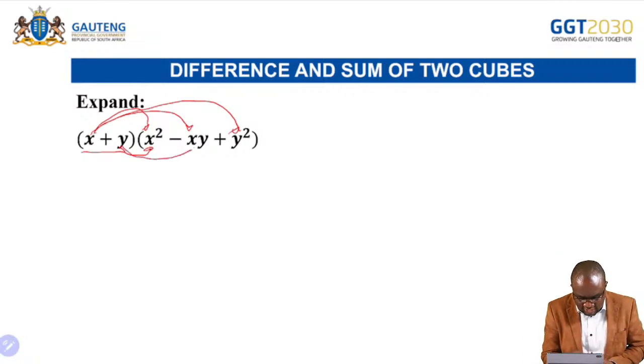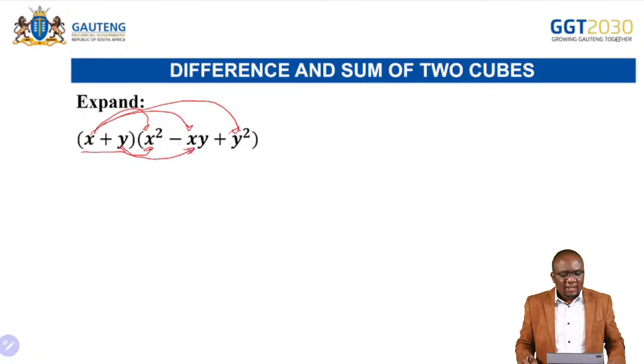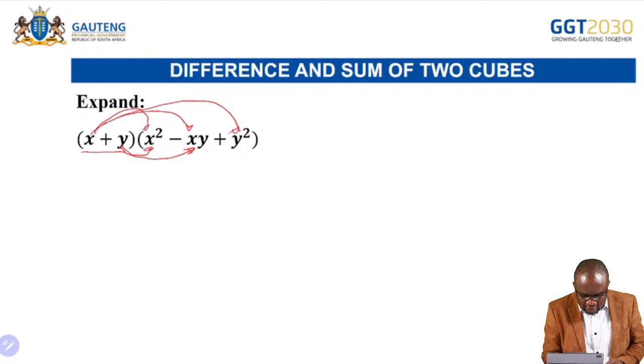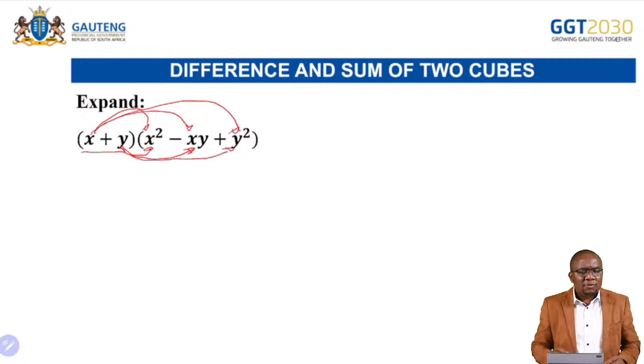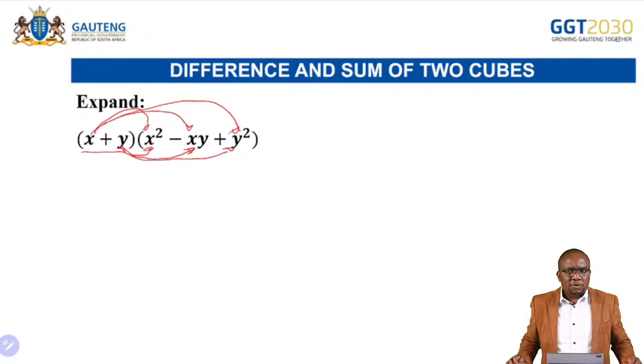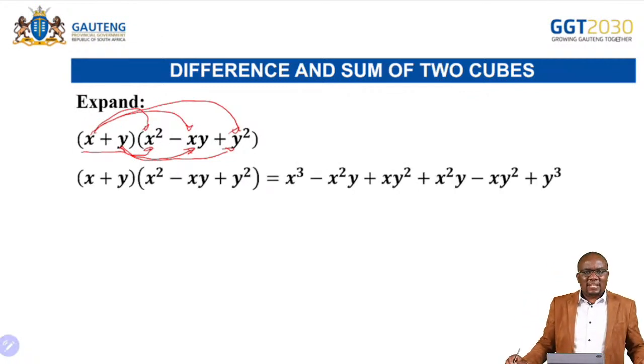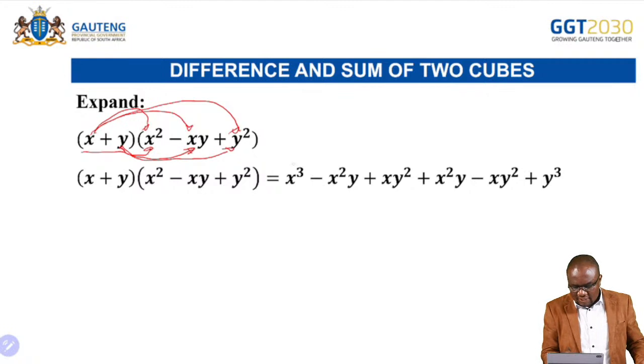What is y times negative xy? It is negative xy squared. Write it down. And then the last one, y times y squared. What do you have? Y cubed. And then you should have something like this. You see this?